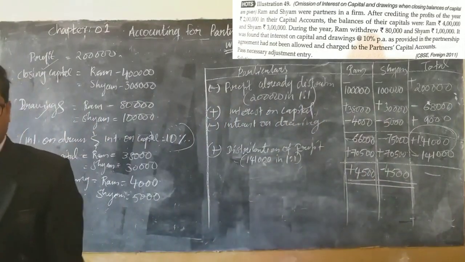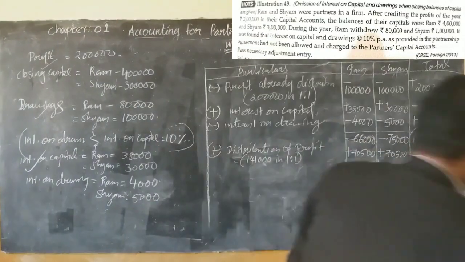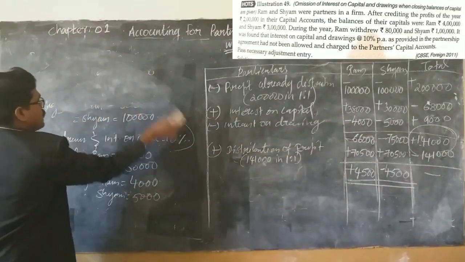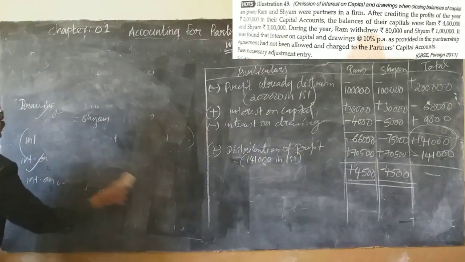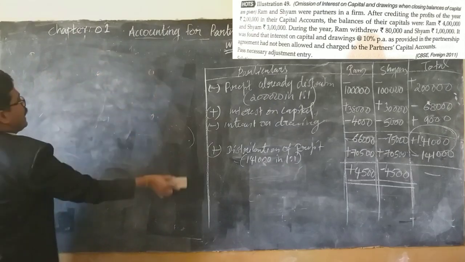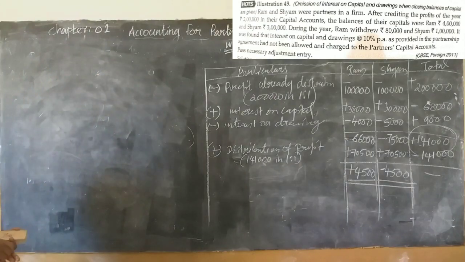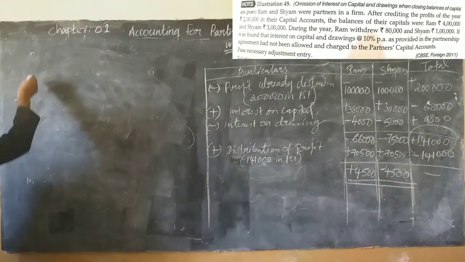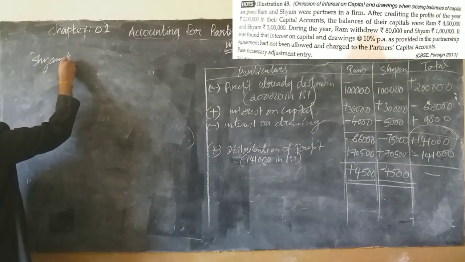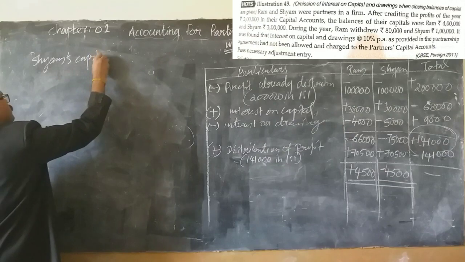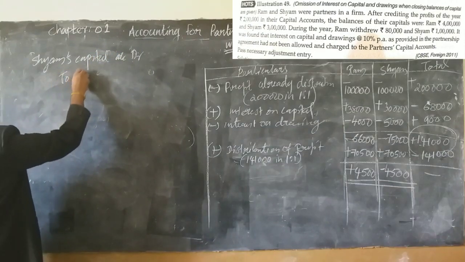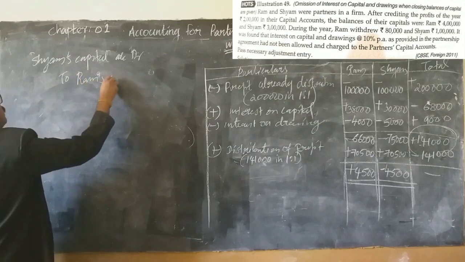So tell me the journal entry for this. How will we pass the entry? As I told you, whenever you pass the entry, the format must be minus account, letter to plus account. Who is minus here? Shyam's account. So Shyam's capital account letter to Ram's capital account.